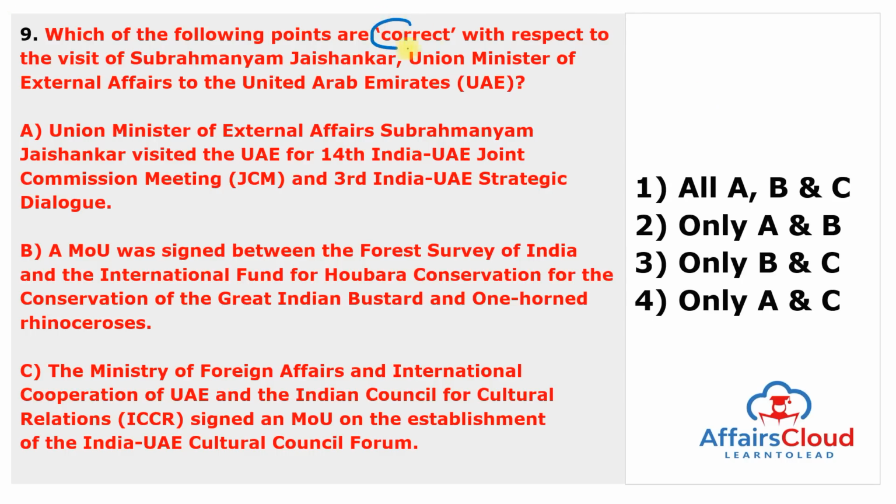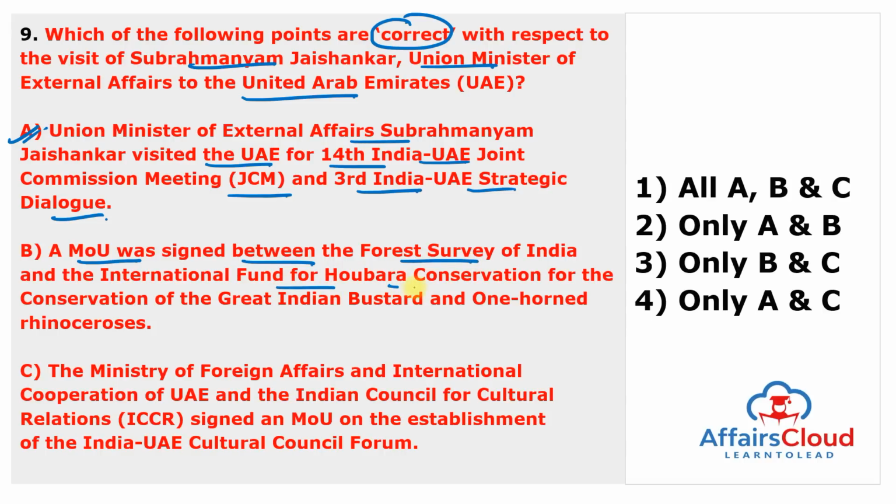Moving to next question. Which of the following points are correct with respect to the visit of S. Jaishankar or Subramaniam Jaishankar, Union Minister of External Affairs to United Arab Emirates? So, let us read the statement. Union Minister of External Affairs S. Subramaniam Jaishankar visited the UAE for 14th India-UAE Joint Commission meeting and the 3rd India-UAE Strategic Dialogue. This statement is true. A memorandum of understanding was signed between the Forest Survey of India and the International Fund for Houbara Conservation for the conservation of the Great Indian Bustard and the One-Horned Rhino.